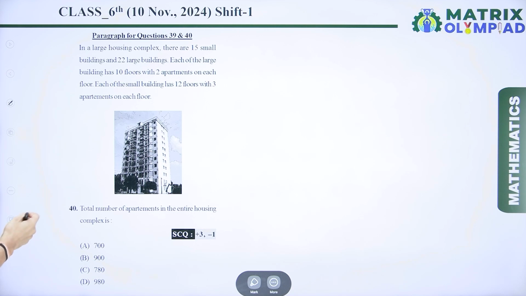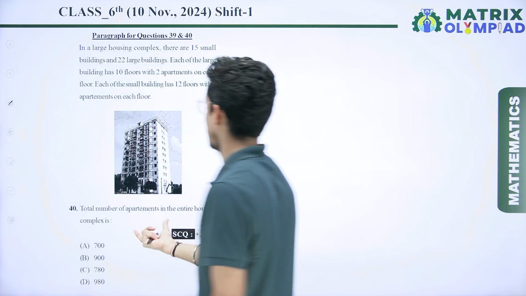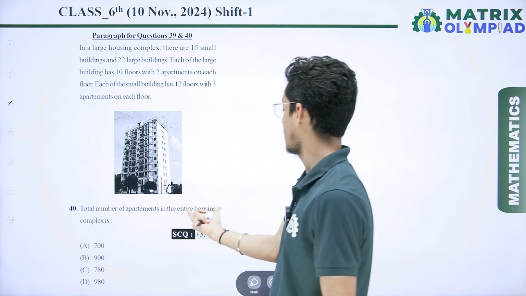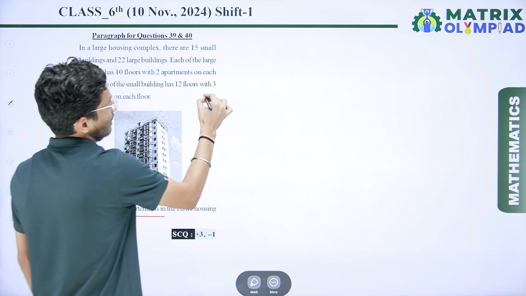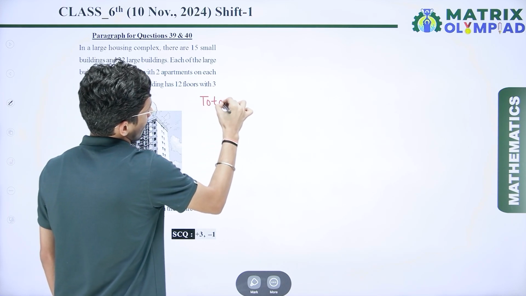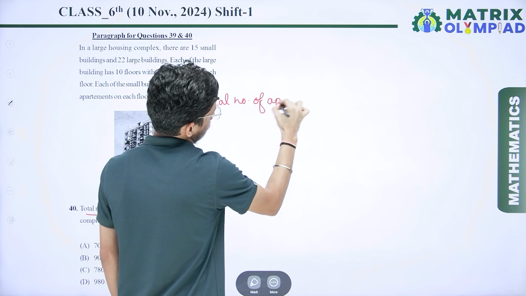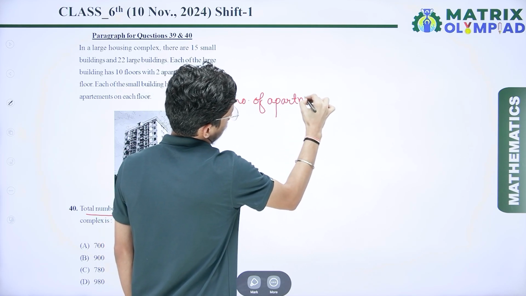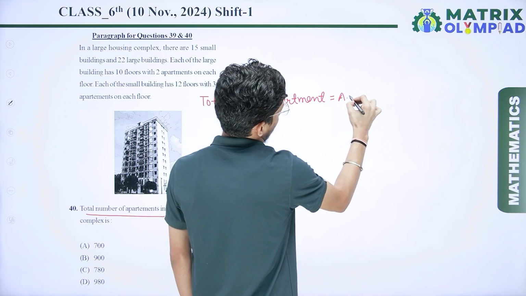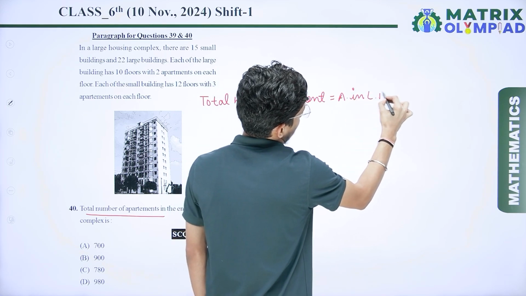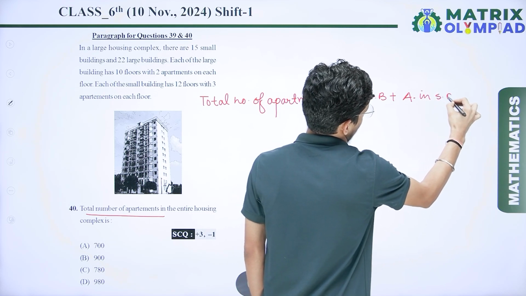So now if I talk about the next question, which is based again on the same paragraph, the question is the total number of apartments in the entire housing complex. So here we have to find the total number of apartments. So I can write here total number of apartments equals the apartments in large buildings plus apartments in small buildings.